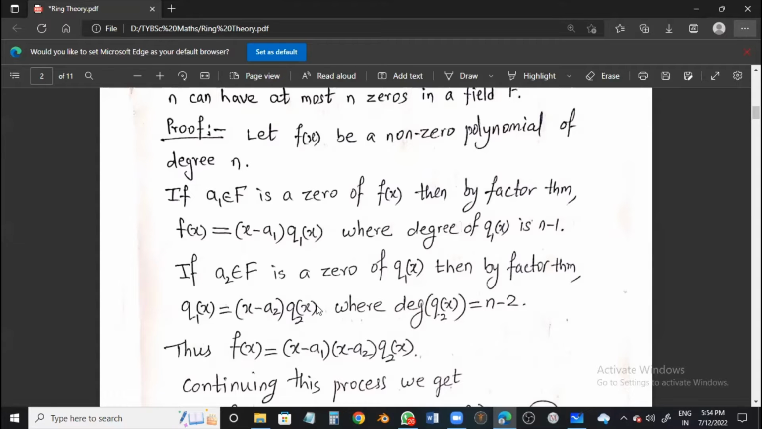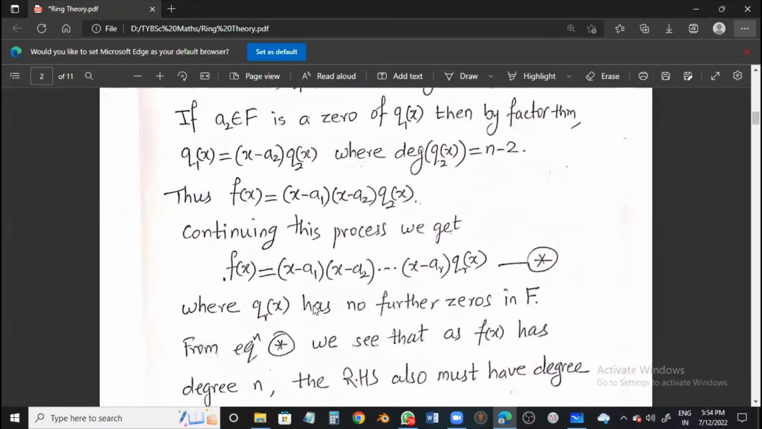Okay, so what is your f of x then? f of x becomes x minus a1 times, here we have put the value of q1 of x, that is x minus a2 into q2 of x.